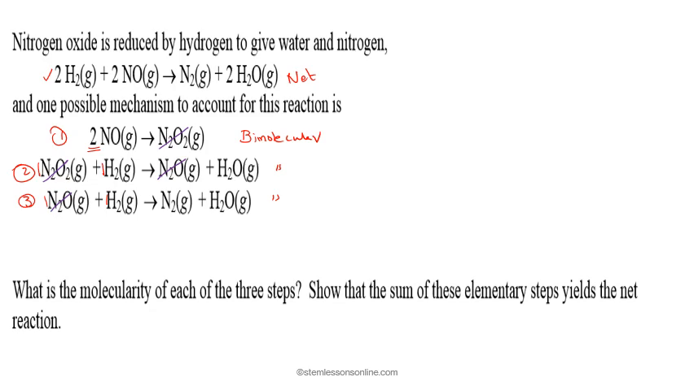After that we can add. On the left side I have 2NO left, and also I have hydrogen left, two of them, one from the second step and one from the third step. And on the right side, the product side, I have two water molecules and one nitrogen. So I will just write N2 and 2H2O. So that is matching with our net equation or net reaction.